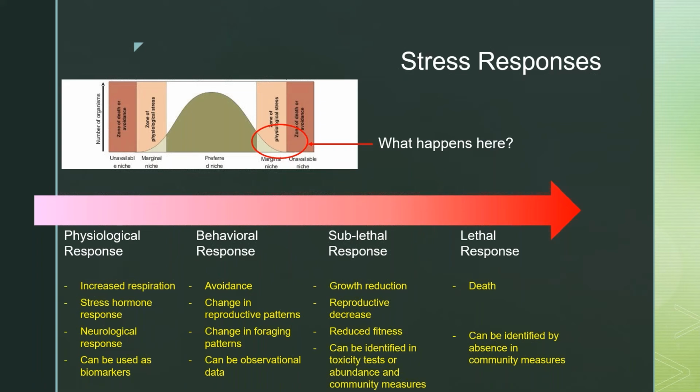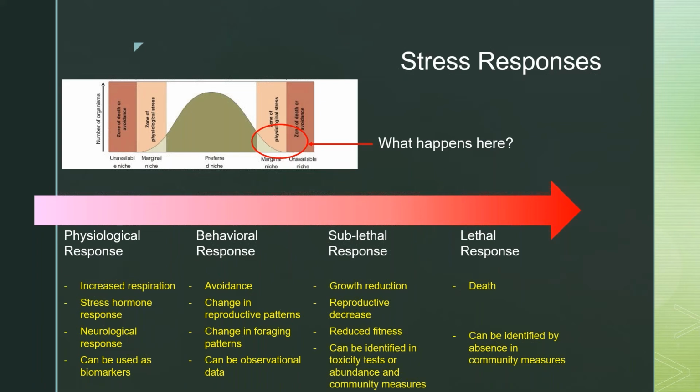So first, we may just see some physiological response of an organism. If pH gets too low, that organism may begin respiring more quickly. There may be some stress hormones that are developed within the organism, and sometimes these can be used as biomarkers. I haven't seen this much in benthic stressor analysis, but in research projects, oftentimes you can look at biomarkers in organisms like stress hormones to see, are they experiencing stress? And sometimes those stress hormones can actually indicate what type of stress it might be.